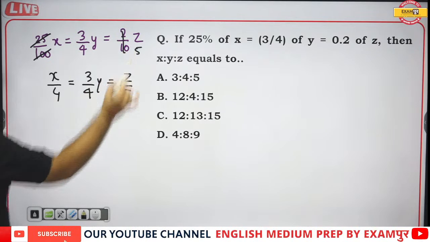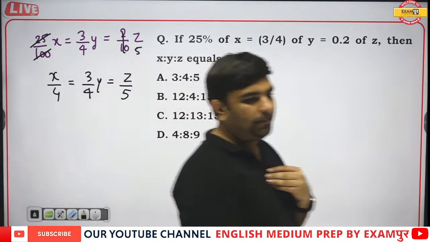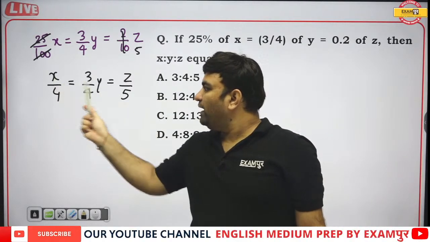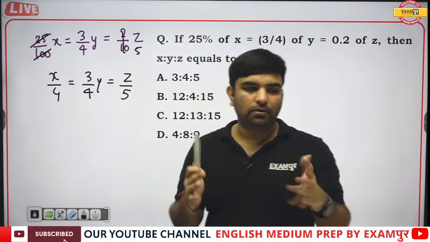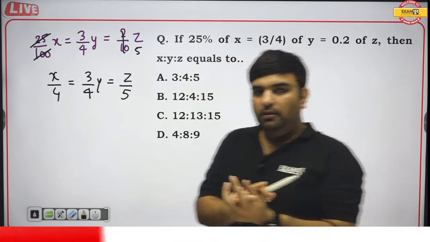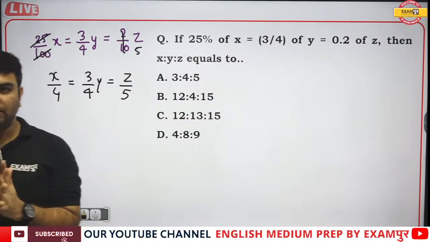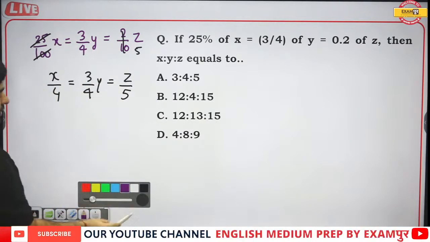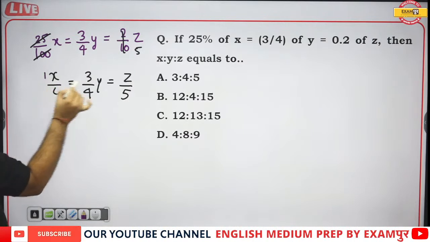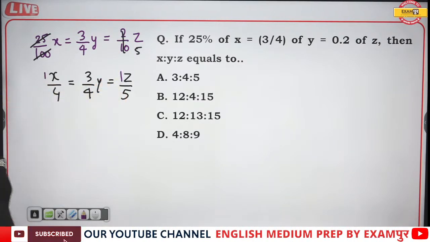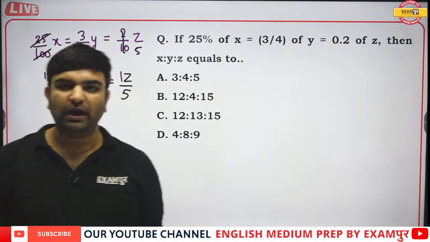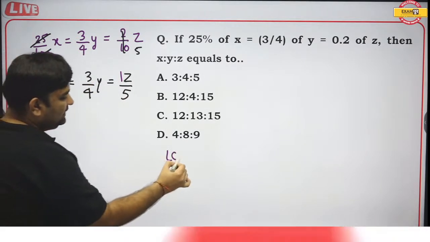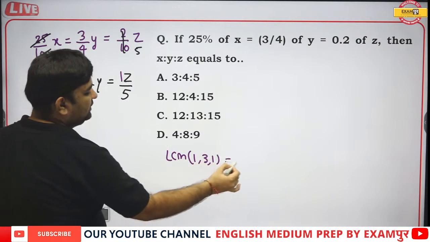Guys, if you directly want the relation, make sure that there is no coefficient of X, Y and Z. So divide by the LCM of the numerators 1, 3 and 1. You can write it down. The LCM of 1, 3 and 1 is 3. So divide by 3.